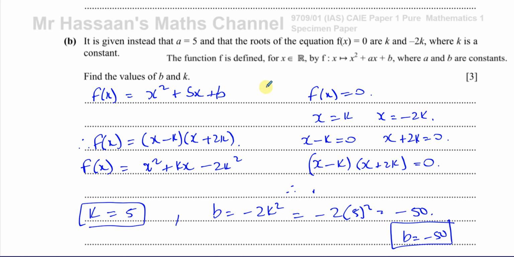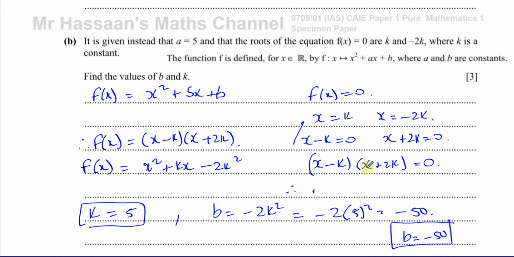So it's basically, if you know that these are the roots of the equation, that means when f(x) equals 0, x equals k, and x equals minus 2k. The roots of an equation are basically the values of x that make that equation 0. So it's like the solutions to this equation. Now if I think backwards, if x equals k, then before that we would have x minus k equals 0. That's what led us to this. So we're working backwards. Same with this: x equals minus 2k means x plus 2k equals 0.